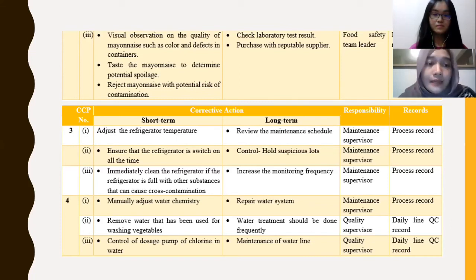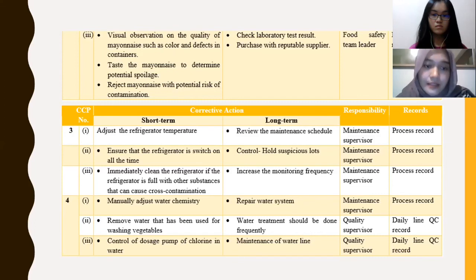For the CCP number 3, for the short term is adjust the refrigerator temperature, and for the long term, review the maintenance schedule. The person responsible is the maintenance supervisor, under the process record. And next, ensure that the refrigerator is switched on all the time. For the long term, control and hold suspicious lots. This corrective action is under the maintenance supervisor, and then keep the records under the process record.